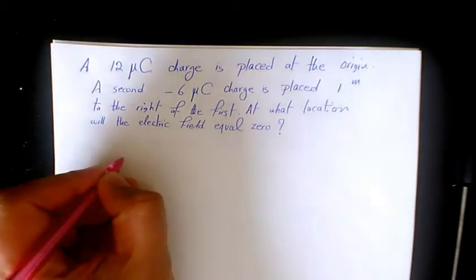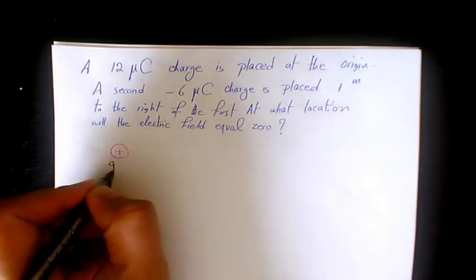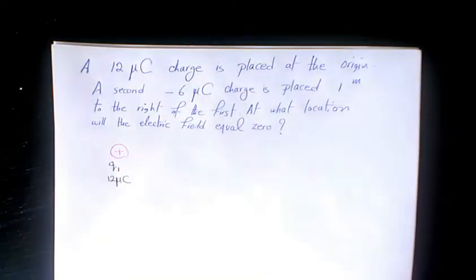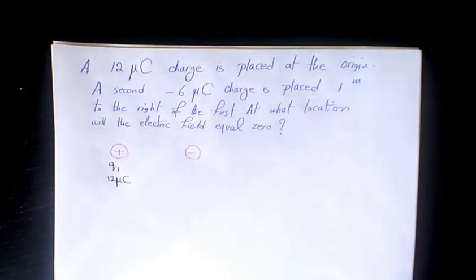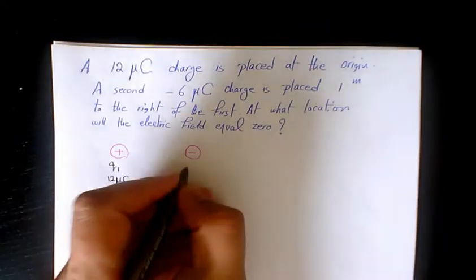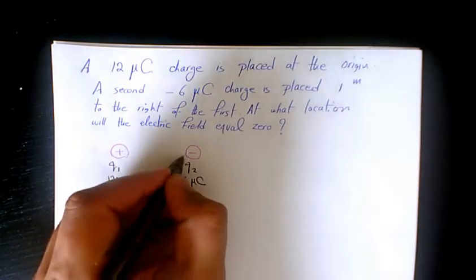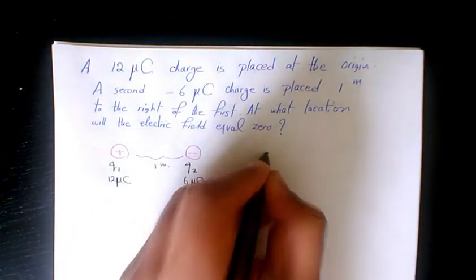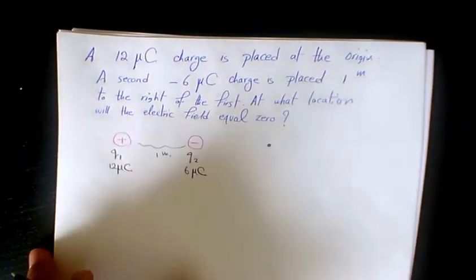So the first one is Q1, 12 microcoulomb. 1 meter away from it, we have this guy in here, Q2, and it is negative 6 microcoulomb. And I'm guessing that somewhere like this, the net electric field will be 0.